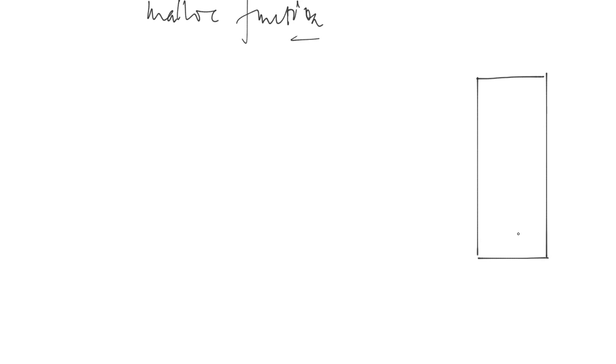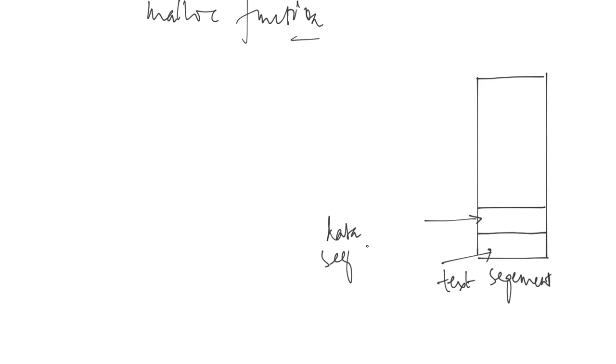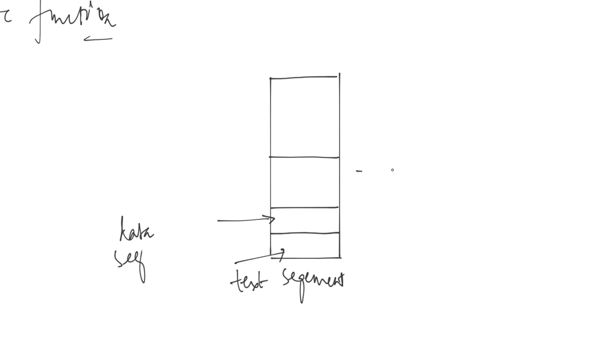Okay, so the different segments of the memory available for our C program are, this is our text segment, this is our data segment, and then comes the heap, and this is stack, and this is the free memory.